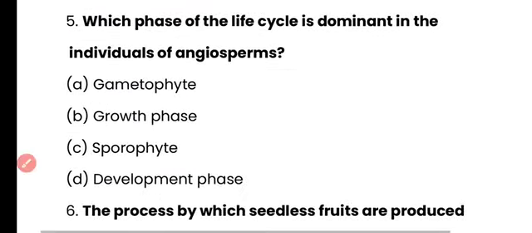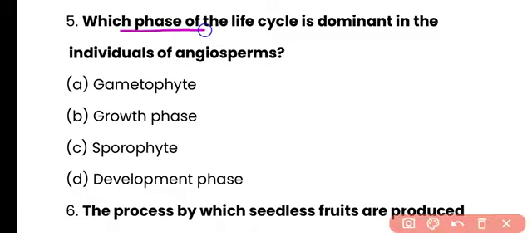Question number 5. Which phase of life cycle is dominant in individuals of angiosperms? Gametophyte, growth phase, sporophyte, development phase. Correct answer is option C.